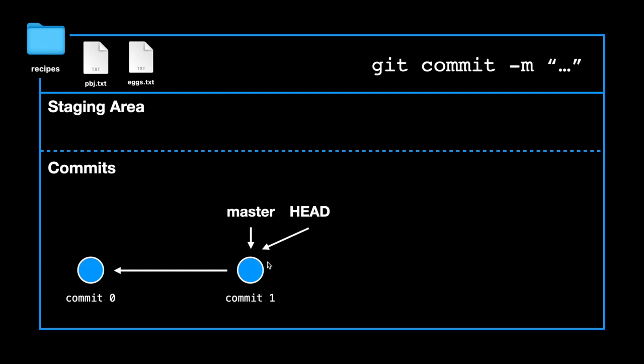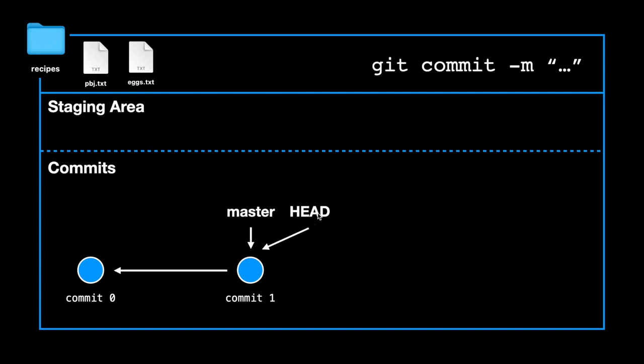Now we can also talk about what the master and head pointers are. So you can imagine that as we add more commits, this will look like a long chain of commits, or using the Git terminology, it will be a branch of commits. When we make a new Git repository, the default branch that we get is the master branch. And the master pointer always points to the tip of the master branch. So in other words, the most recent commit in the master branch.